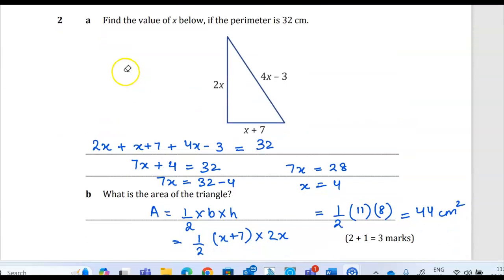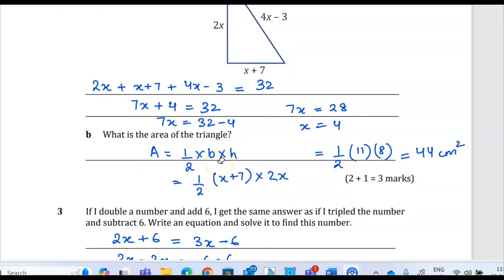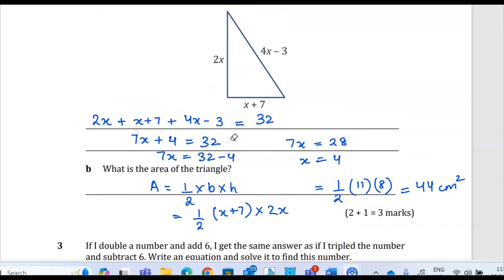Moving on to the next question. It says the perimeter is 32. So all I've said is 2x plus x plus 7 plus 4x minus 3 is 32. Then I've solved the equation. What is the area of the triangle? Area of the triangle is half times base times height. That's the base and that's the height. Then I've just solved it. Half of 11 times 8. Half of 8 is 4. 4 times 11 is 44.